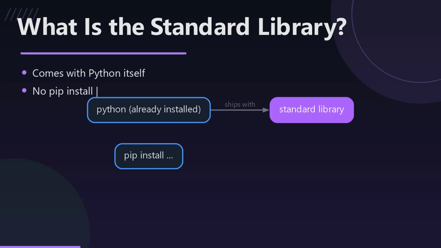The standard library is the toolbox that comes in the box the moment you install Python. Think of it like a new phone that already has a calculator, a clock, and a calendar app. You did not download those. They just came with the device. No pip install, no version conflicts. It is just sitting there ready to import.